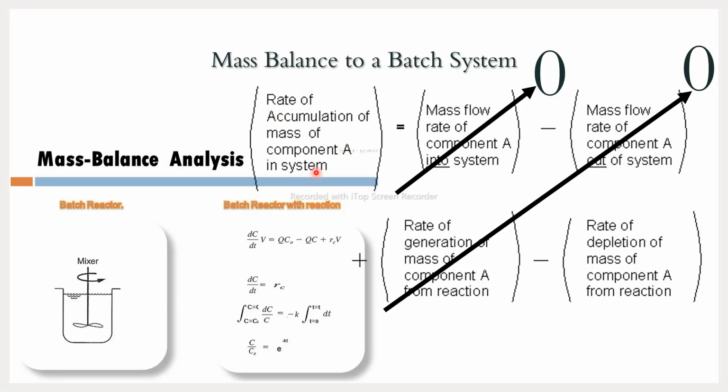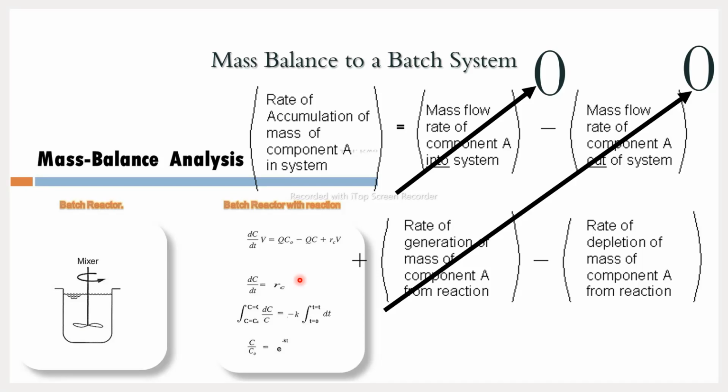The rate means what? If you divide the terms by time, that becomes a rate. The rate of accumulation of mass of component A in the system becomes the rate of depletion of mass of component A from the reaction. This is the reaction. rC equals dC by dt, where C is the concentration of the reactant A. That is the amount of change occurring in the concentration over time, which equals the rate of the reaction.